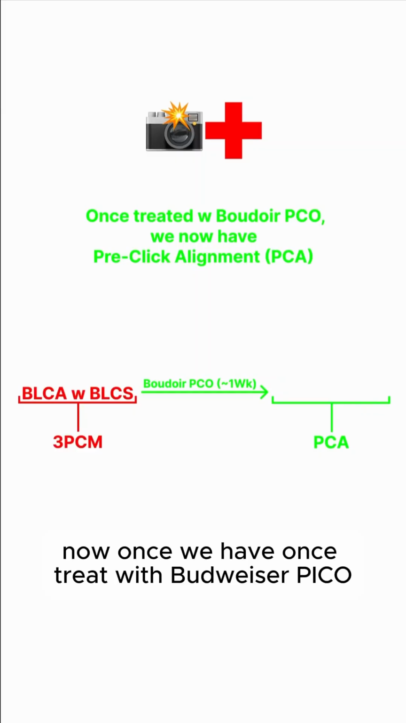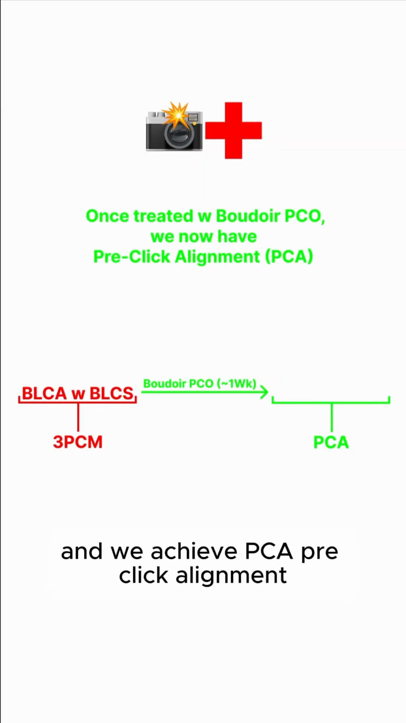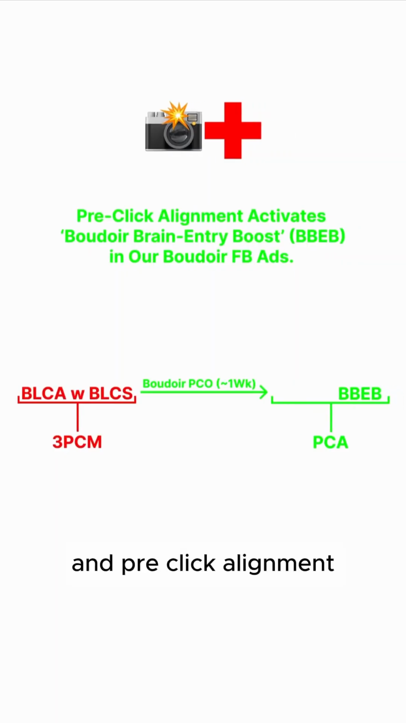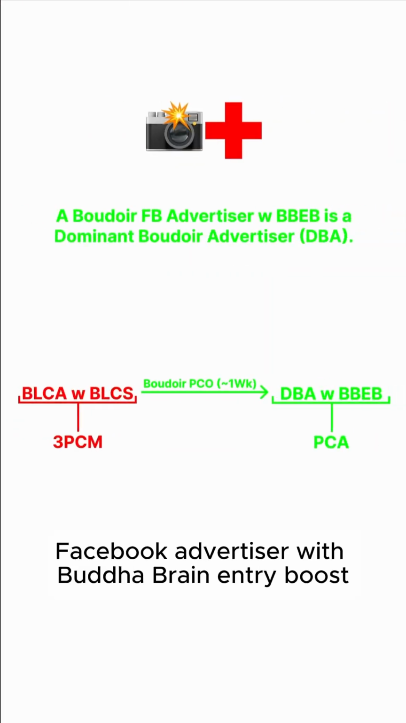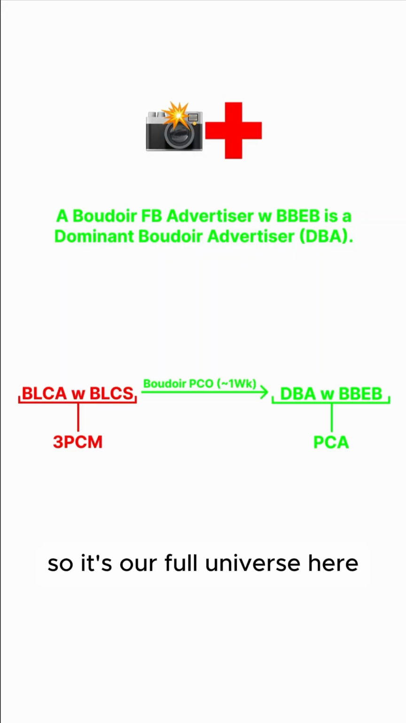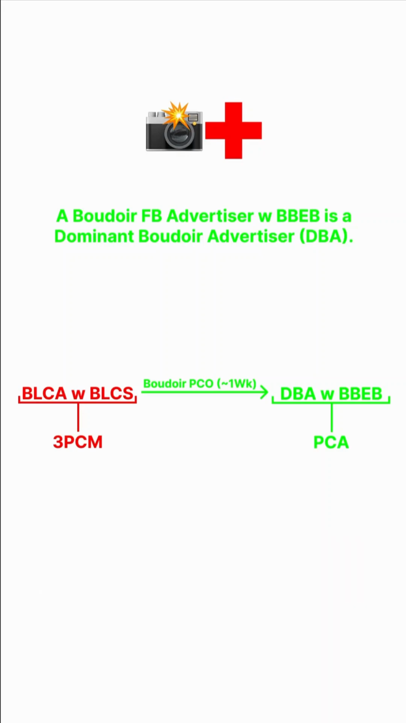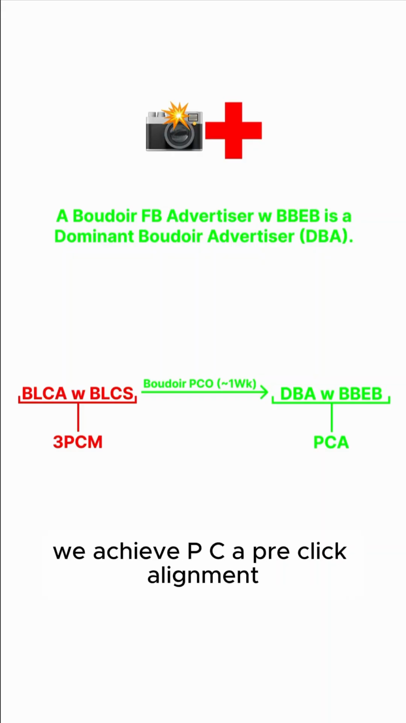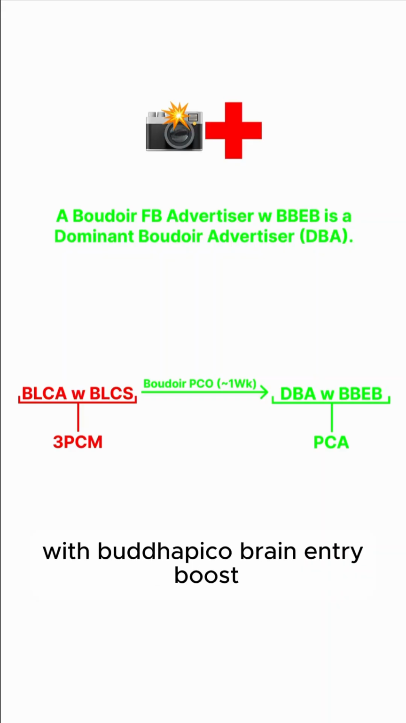Now, once treated with Boudoir Pico, we now have pre-click alignment, PCA. So we get rid of the 3 pre-click mistakes and we achieve PCA, pre-click alignment. And pre-click alignment activates Boudoir brain entry boost in our Boudoir Facebook ads. Basically, we finally got our unique CTR above 6%. And a Boudoir Facebook advertiser with Boudoir brain entry boost is a dominant Boudoir advertiser, a DBA. So this is our full universe here. A BLCA with BLCS is caused by the 3 pre-click mistakes. Treated with Boudoir Pico takes about a week. We achieve PCA, pre-click alignment, and we become a dominant Boudoir advertiser with Boudoir brain entry boost.